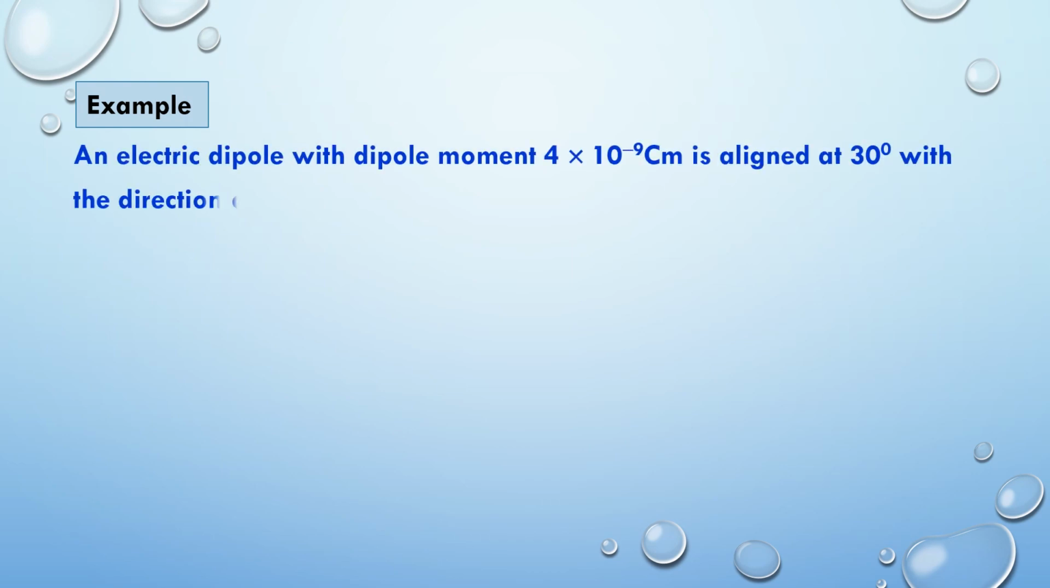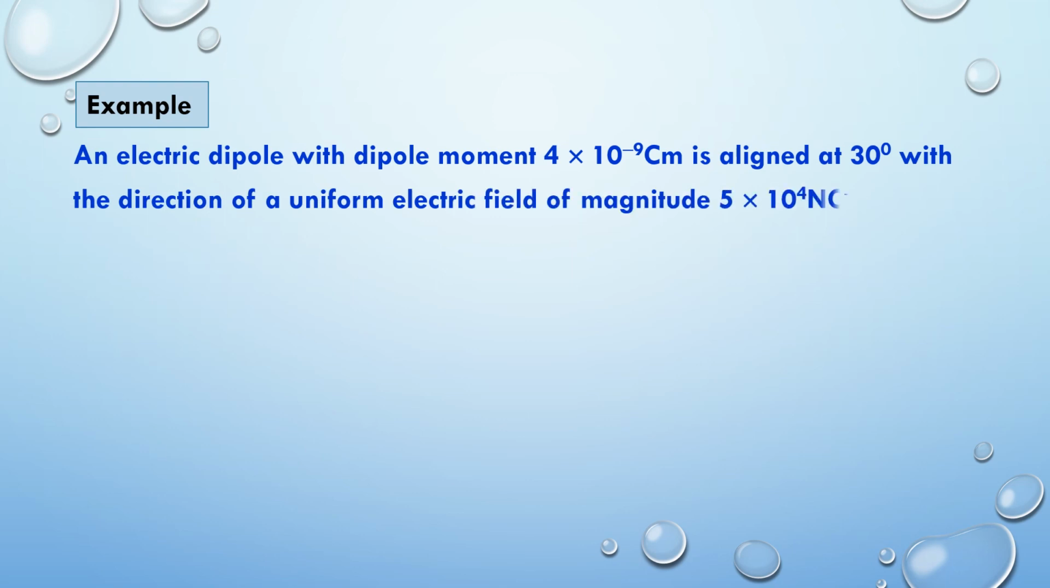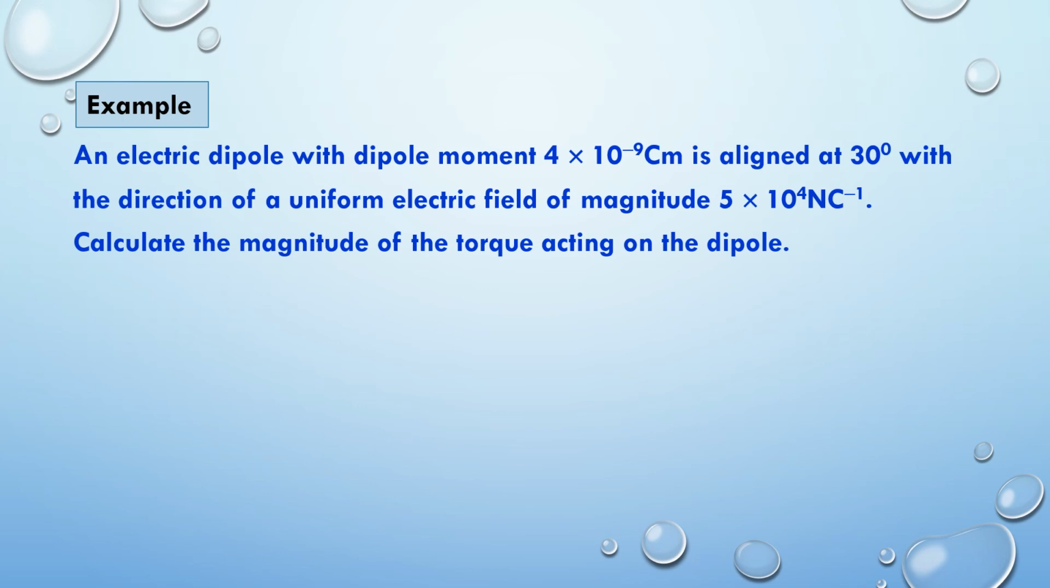Example: an electric dipole with dipole moment 4 into 10 to the power of minus 9 coulomb meter is aligned at 30 degrees with the direction of a uniform electric field of magnitude 5 into 10 to the power of 4 Newton per coulomb. Calculate the magnitude of torque acting on the dipole. If you check this problem, dipole moment has been given as 4 into 10 to the power of minus 9 coulomb meter. Angle theta has been given, and the magnitude of electric field is also given.